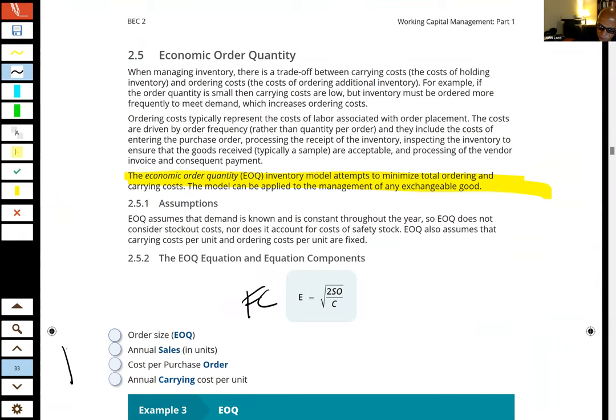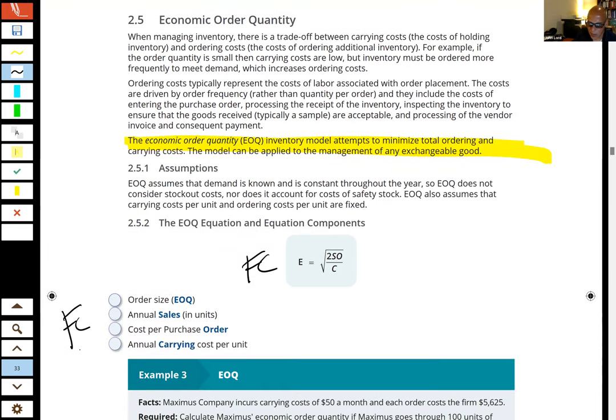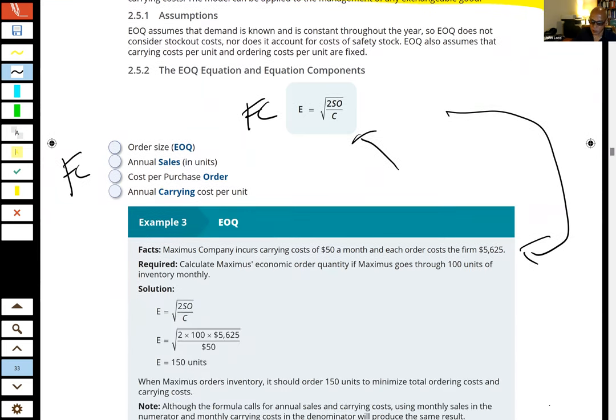And why don't you just go ahead and flashcard the order size, annual sales in units, cost per purchase order, annual carrying cost per unit. Basically, somebody did some calculus on that to come up with this formula. You don't have to do the calculus. You have to know this formula, which is the economic order quantity equals the square root of 2 times the sales times the cost per order divided by the carrying cost per unit. You can see the way that formula is applied down there, guys. I don't have to read that through to you. It's just a matter of plugging the numbers in.